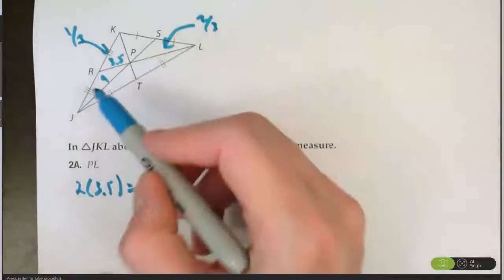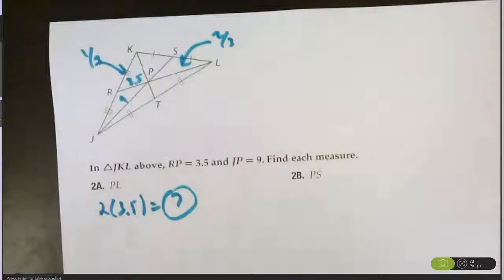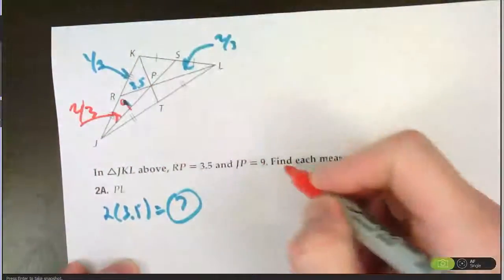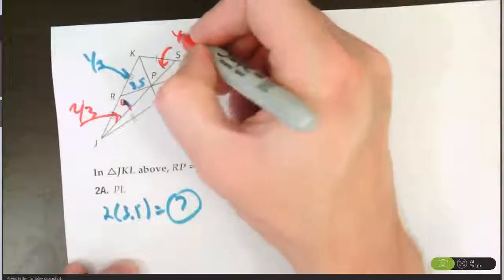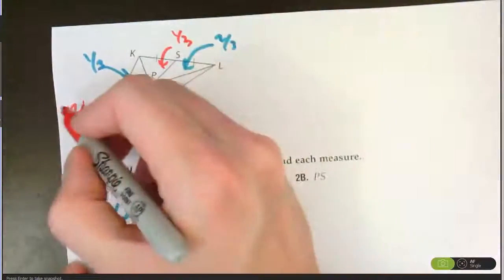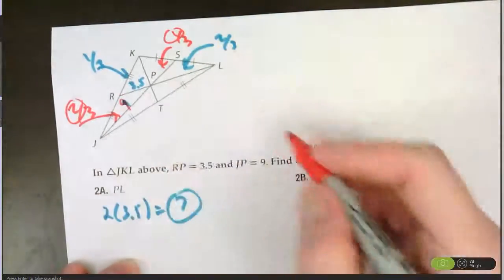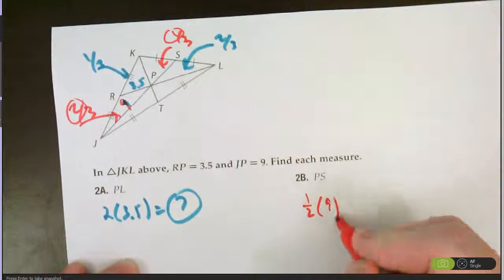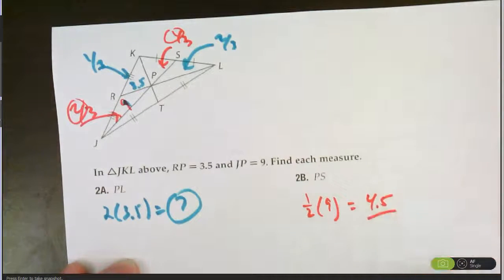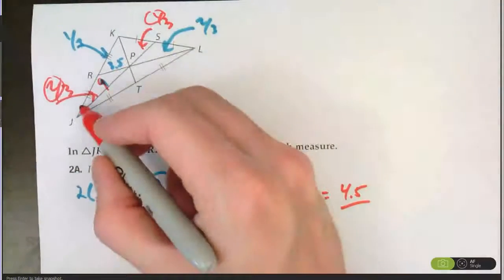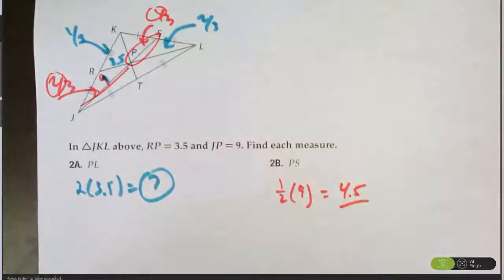Now, it's kind of flipped on another one here. I'm going to change marker colors just so I can differentiate. JP is 9. Well, it's the 2/3 part. I'm looking for SP or PS, which is the 1/3 part. Well, again, 2 to 1, but I have the 2, so I need half of it. So I need 1/2 of 9, which is 4.5. Okay. So the longer one's always double the shorter one. And we'll spend time in class talking about that a bit more.